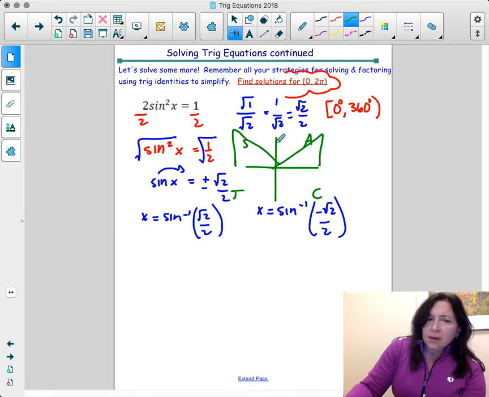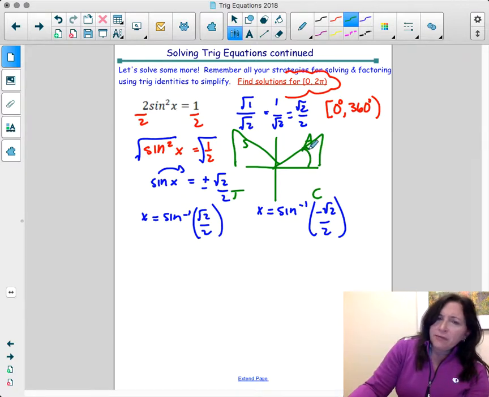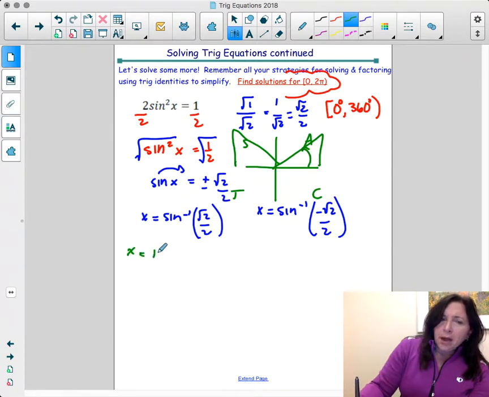So where am I? From here to here, I'm at 45 degrees, or pi over 4. From here to here, I am also in a 45-degree reference, but this is going to be 3/4 pi.